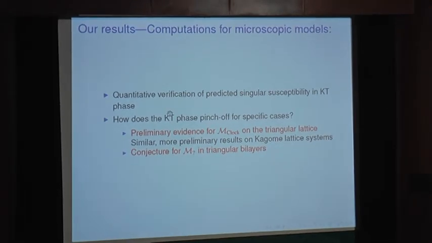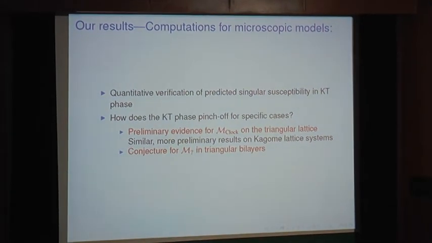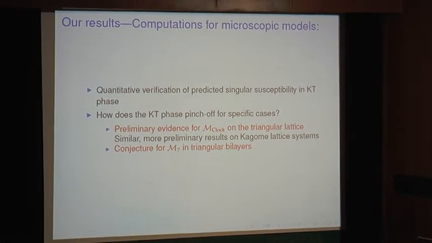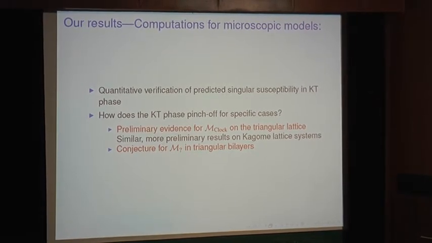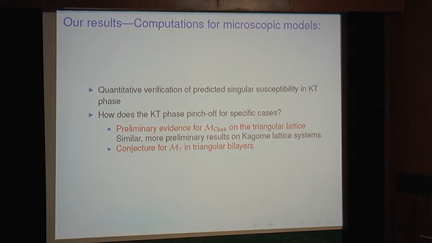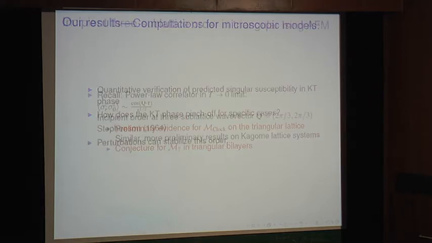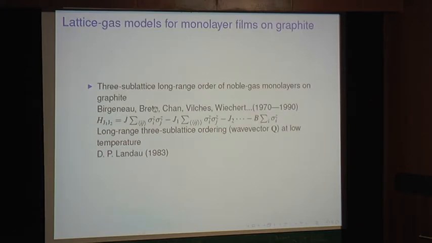And then I'll try and show you that we have some quantitative verification using stochastic series expansion numerics of this predicted singular susceptibility in the KT phase, and we have some preliminary evidence for this better understood multi-critical point on the triangular lattice, and similar more preliminary results on the Kagome. So this is sort of an overview. Now it doesn't really matter if I get to the end or not, so let's see how far I get. So let me skip this.